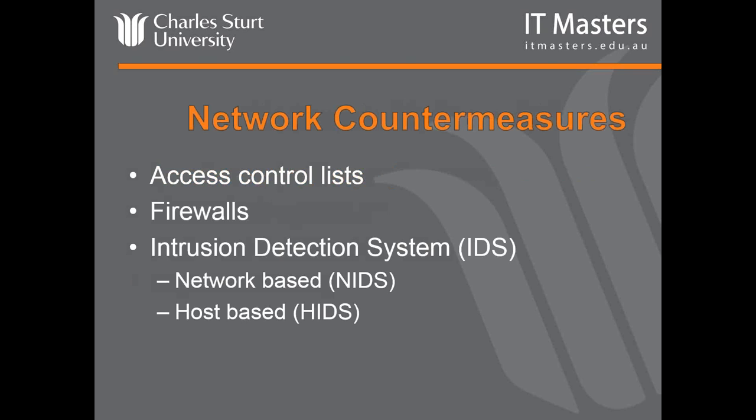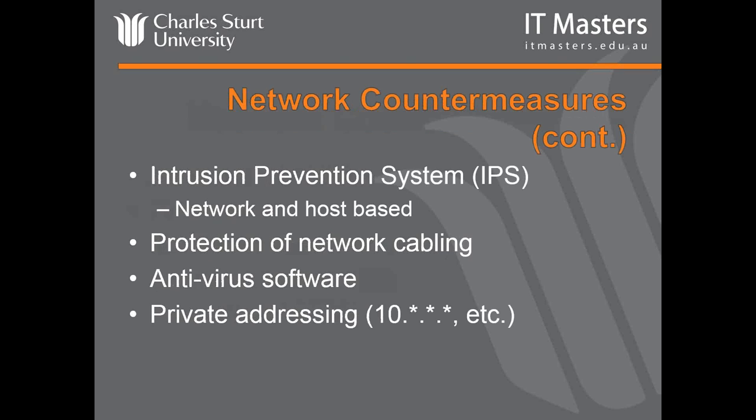Well, access control lists, firewalls, intrusion detection systems, all of these things help. If we lock down what we're doing, people are less likely to get in. If we only allow port 80 to our web server, then even if we're running other things, people can't easily attack them. IPS, we can look at things that we know.